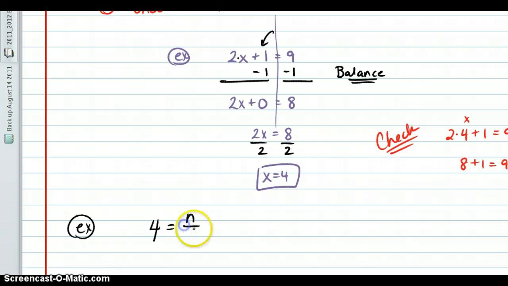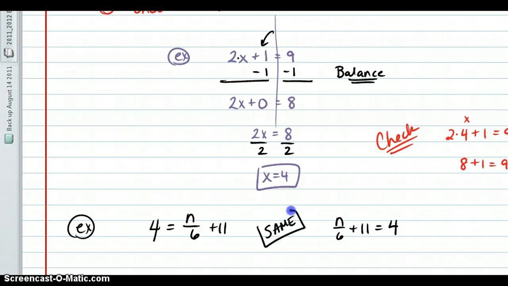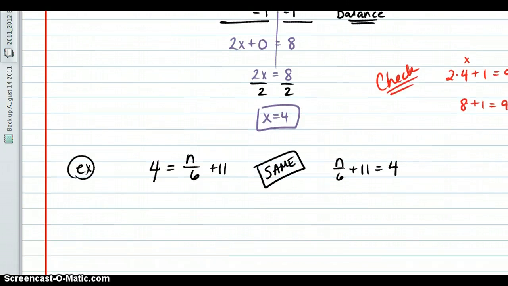4 equals a number n divided by 6 plus 11. The steps are going to stay the same. Don't worry that you have the 4 equals on the left-hand side instead of equals 4. It means the same exact thing. If you wanted to rewrite it, n over 6 plus 11 equals 4, that's fine. Okay, but these are in fact the same. So don't get tripped up by that.